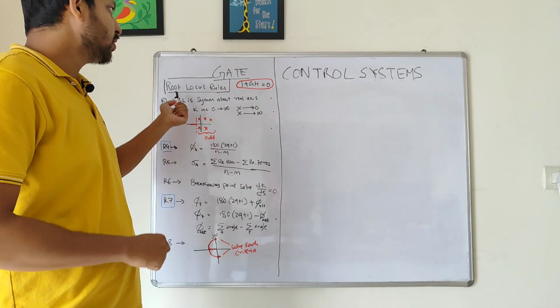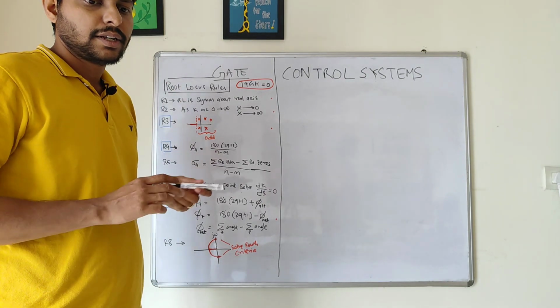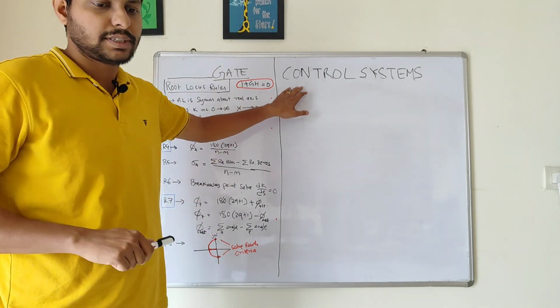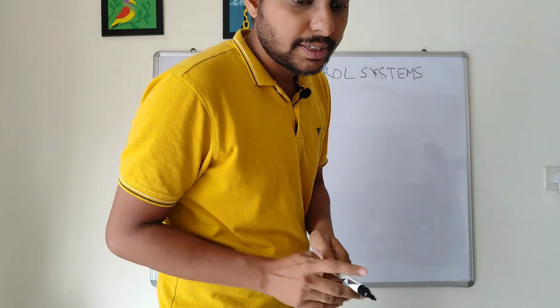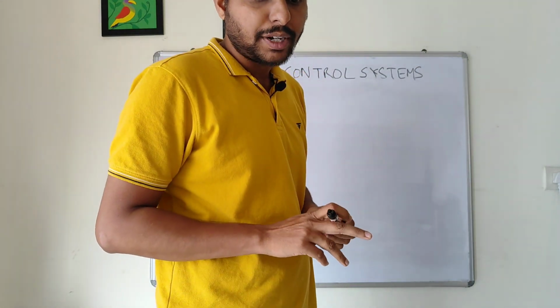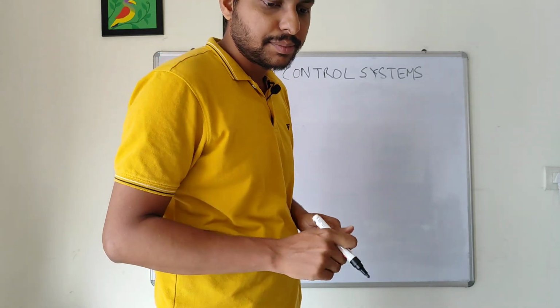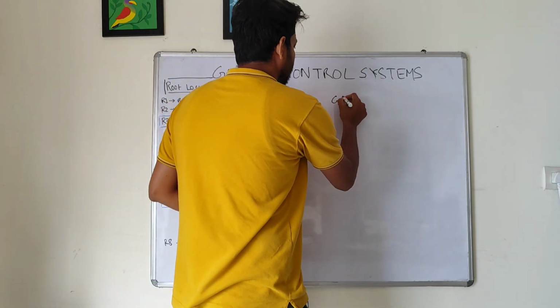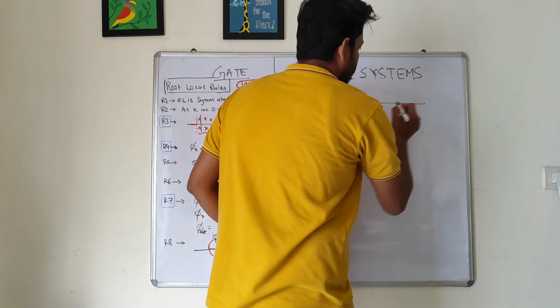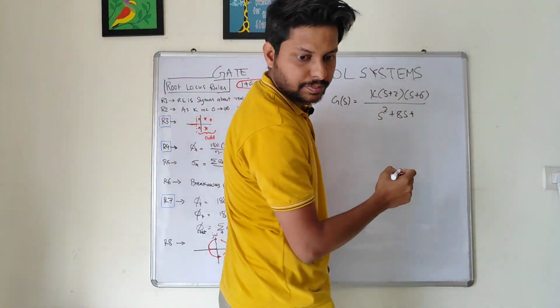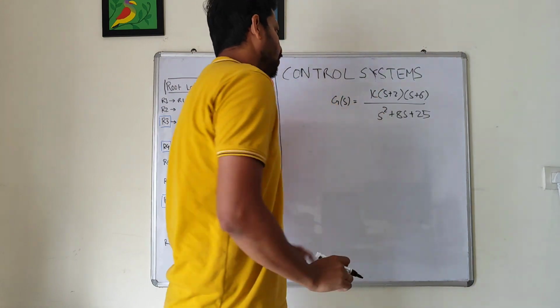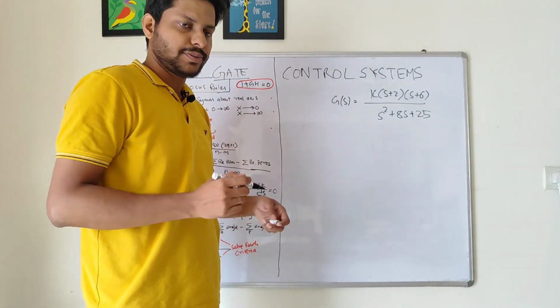Okay, so today's chapter is root locus techniques. This is part of our control system series. The question is: the forward path open loop transfer function of a unity feedback system is given. This is the unity feedback system they have given. We are asked to draw the root locus for this.